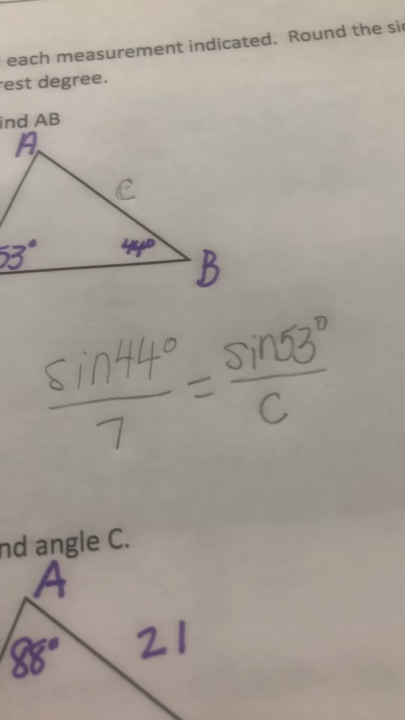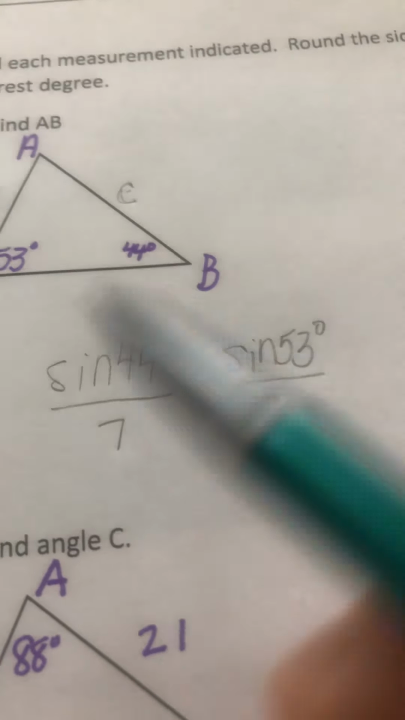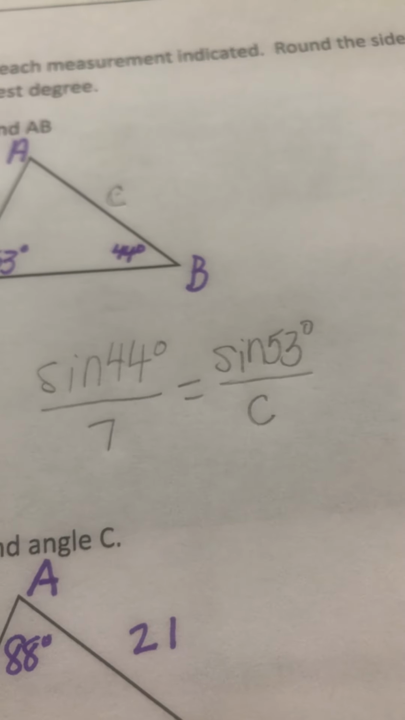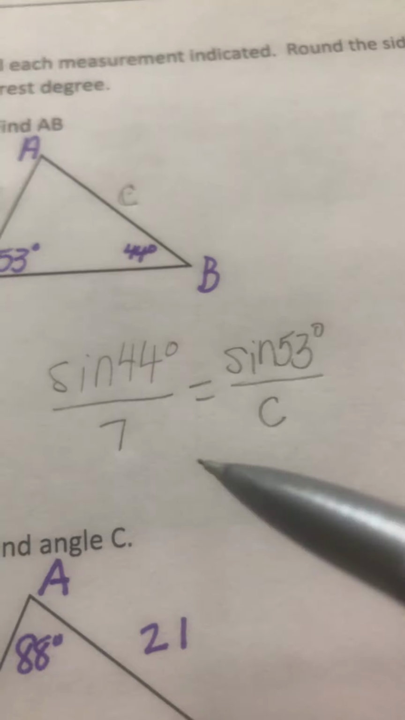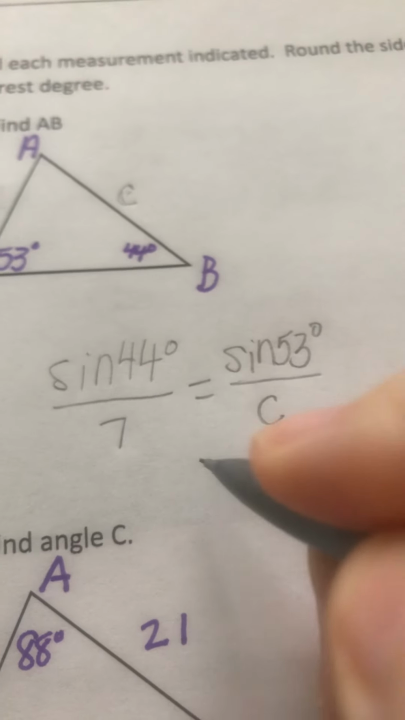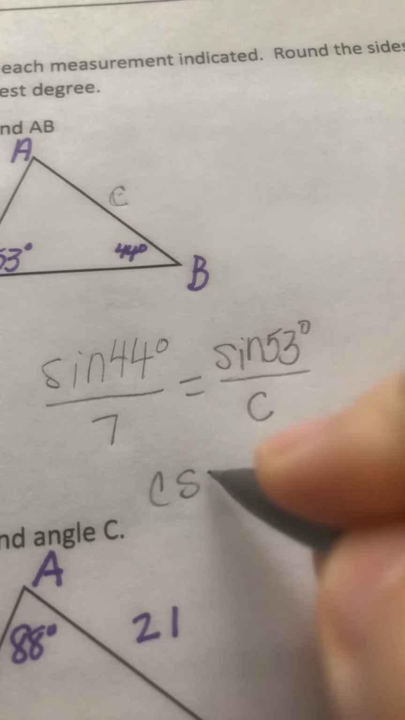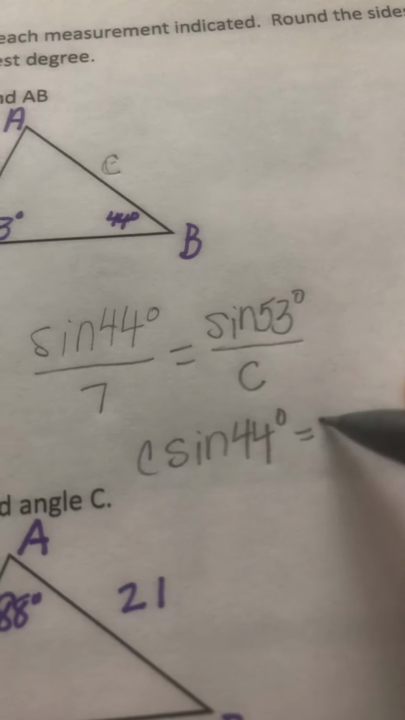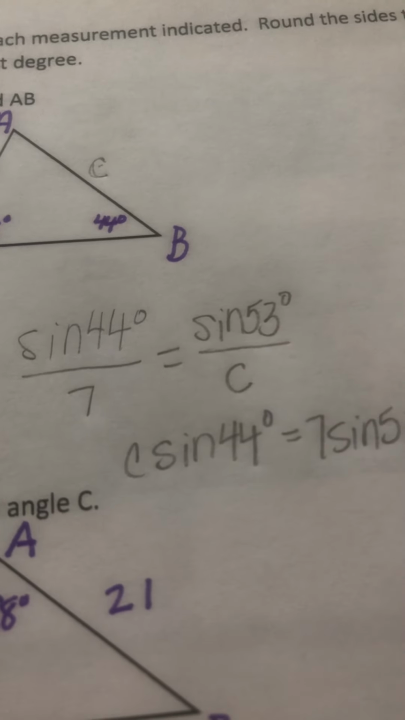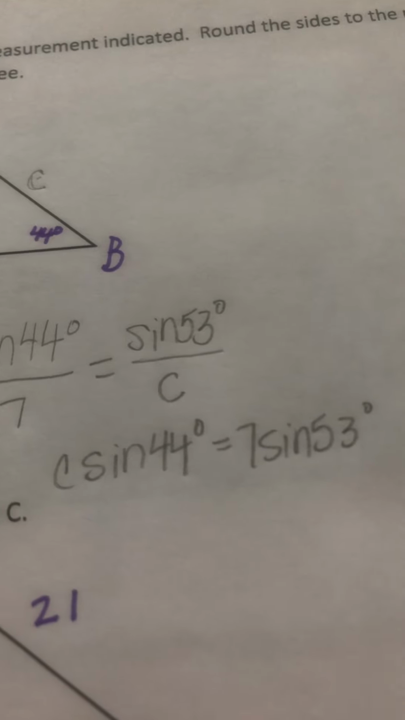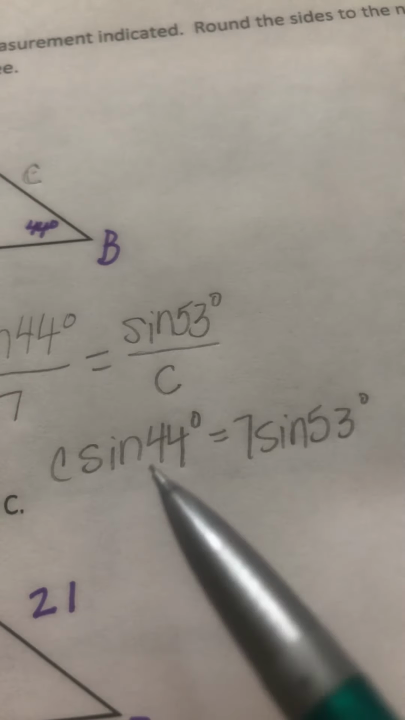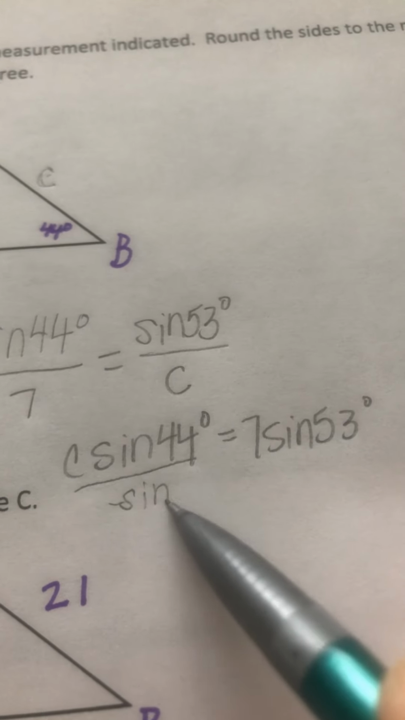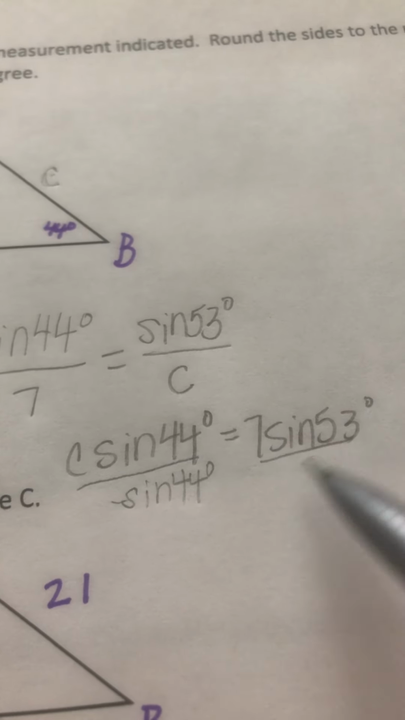So now how do you solve this? This is a proportion, and you know 3 out of 4 things. A proportion, just like in 005 and 006, you always cross multiply, so you set the cross products equal. So this one would be c sine 44 degrees equals 7 sine 53 degrees. Remember, you're solving for side length c, and that's just a number. Sine 44 degrees is just a ratio, so you would divide both sides by sine 44 to solve for c.